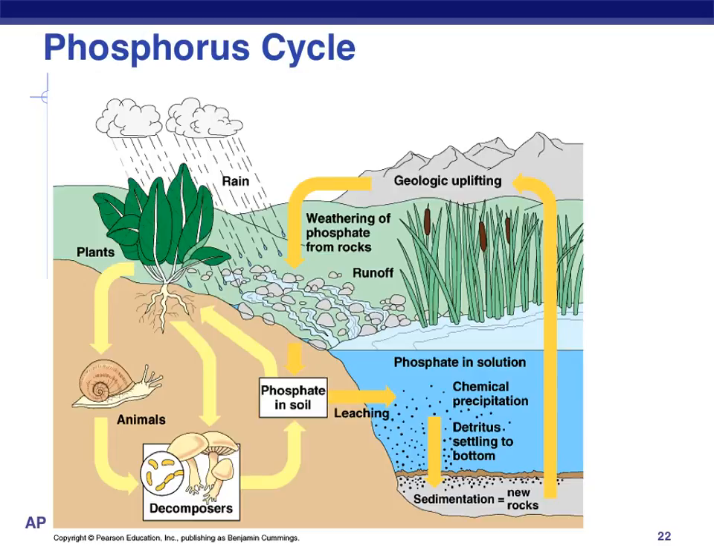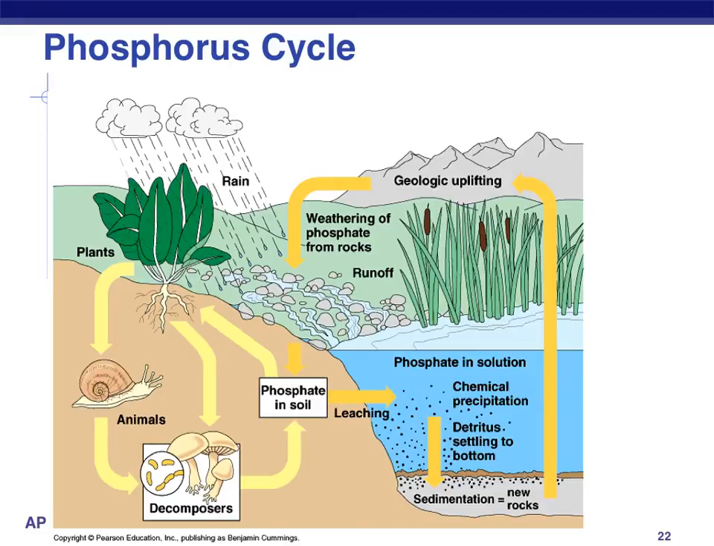Now, while the phosphorus cycle isn't as important in terms of your knowledge for AP biology, one of the things I do want to point out to you is one of the differences, and this is kind of why it's not as important. This is what we call a non-global cycle. The nitrogen cycle that we just looked at would be a global cycle. But the phosphorus cycle is not global.